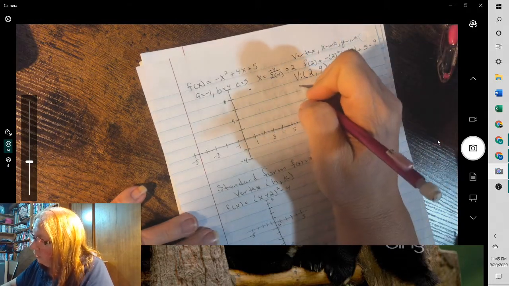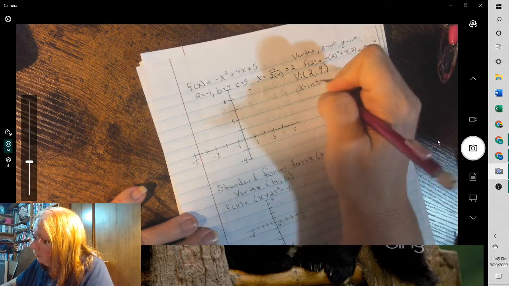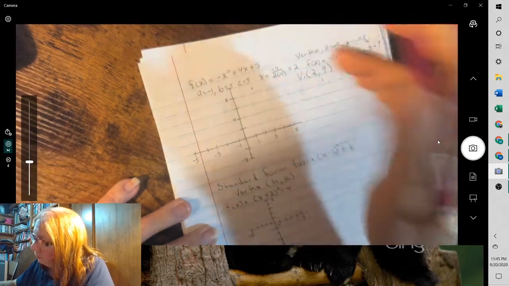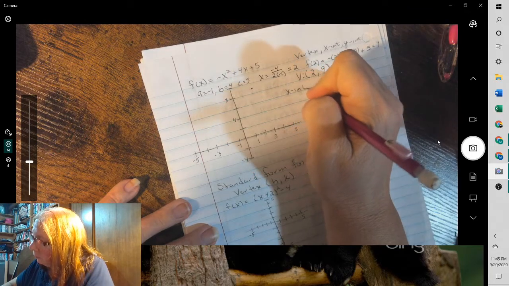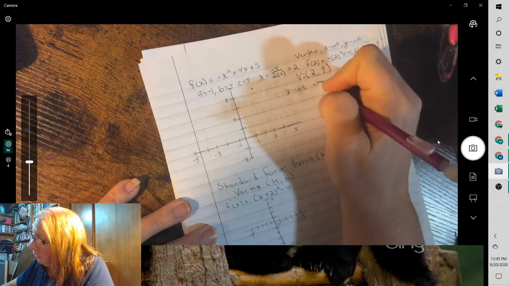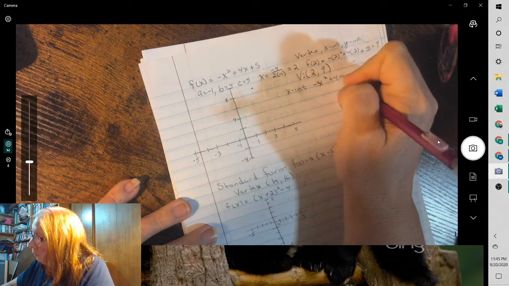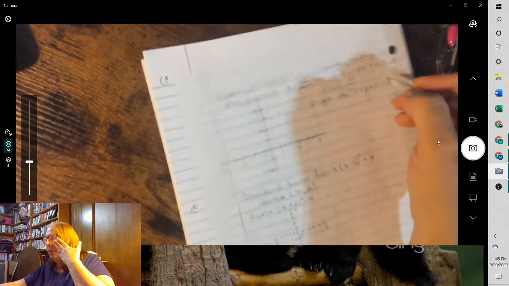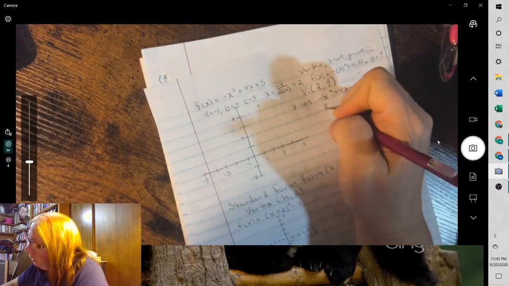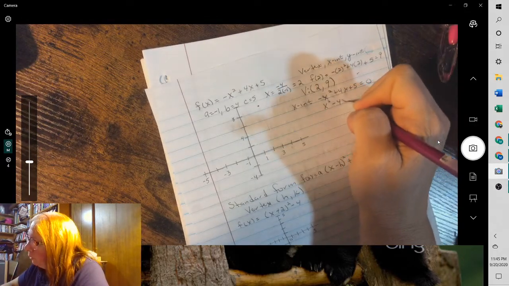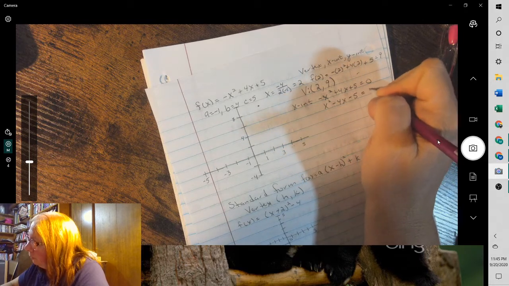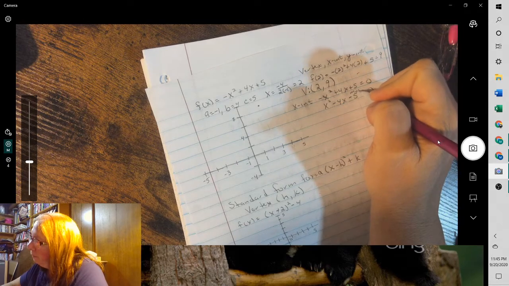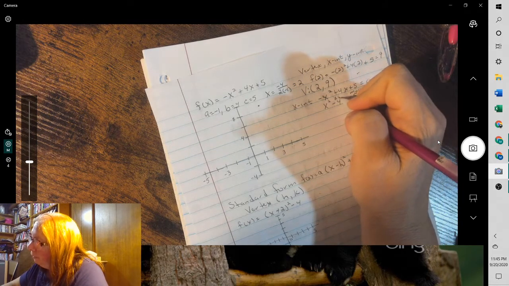Let's do the x-intercept. We just set the function equal to 0. So we have negative x squared plus 4x plus 5 equals 0. Now you could multiply it through by a negative so that it's easier to factor if your first term is positive. So we want two numbers that when we multiply we get negative 5, that when we add we get negative 4.